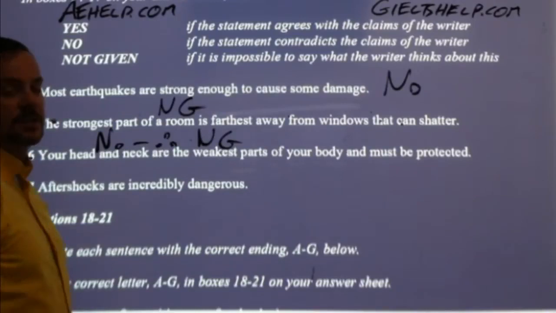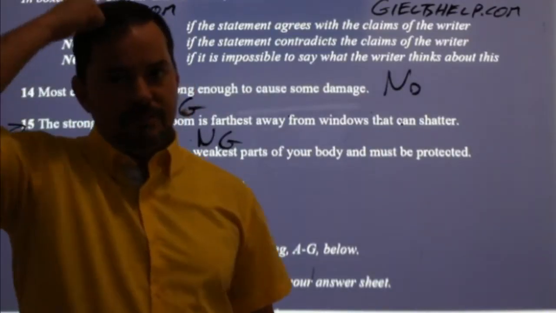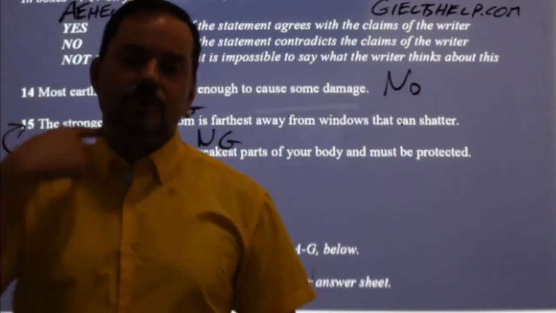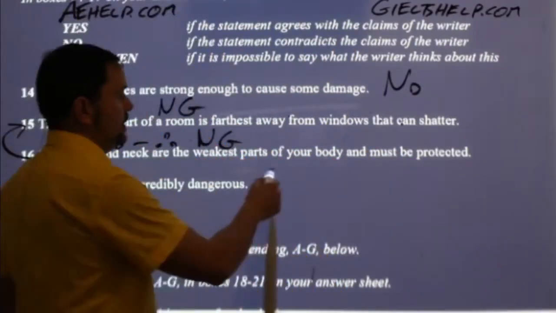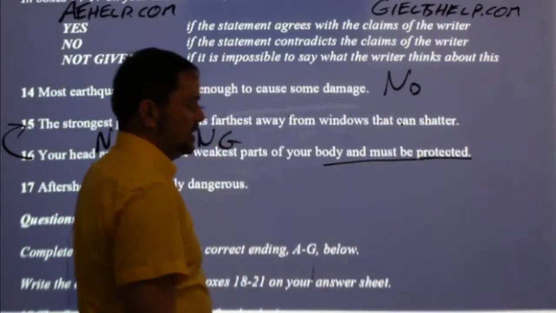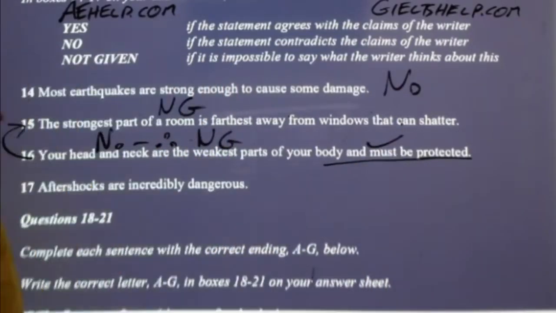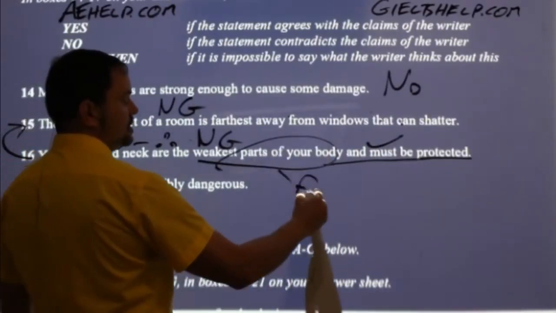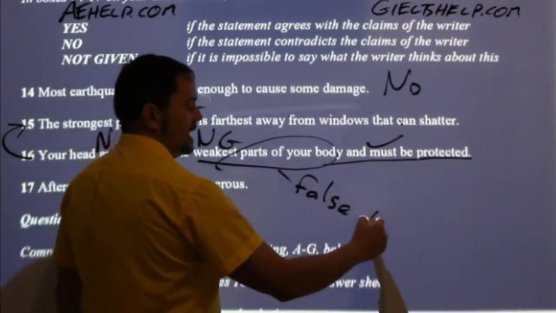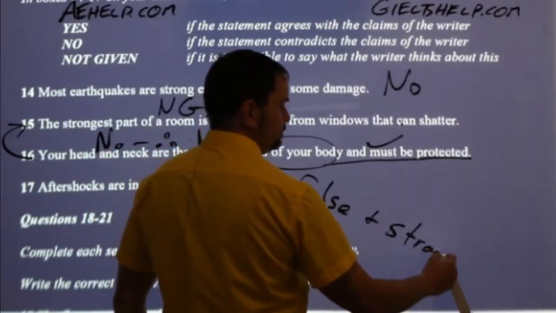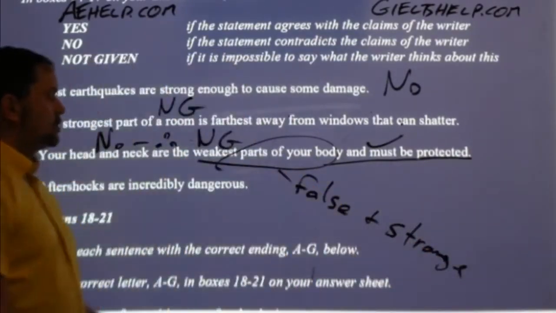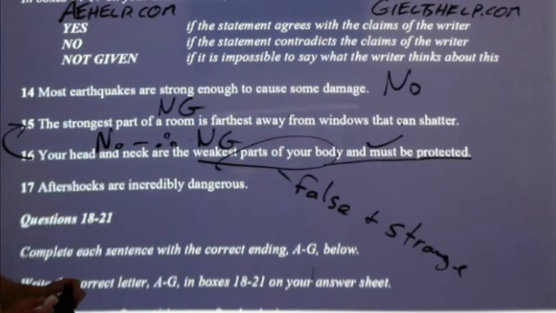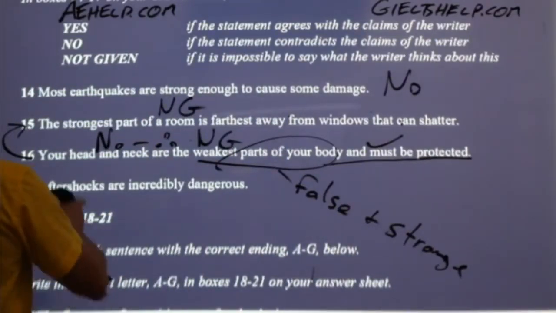Why? Because the head, I don't know about you, but my head is pretty hard. I have a skull there, okay? Your neck is pretty strong. It has to be protected, okay? That's true. But I don't think the author would say that it's the weakest parts of your body. That's false and strange. Okay? So it's really false and strange to say that the head and the neck are the weakest parts of the body. Let's take a look at that.